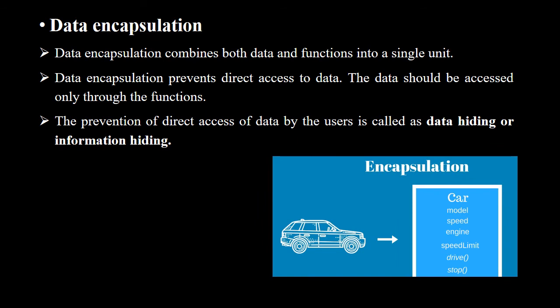Let us see the next term, that is data encapsulation. It is the process of wrapping up the data and functions into a single unit. That single unit is termed as a class. And this encapsulation prevents direct access of data. And this prevention of direct access of data from the user is called data hiding or information hiding. That helps us to secure the data.